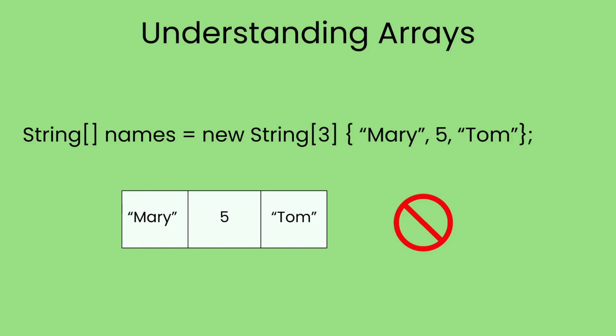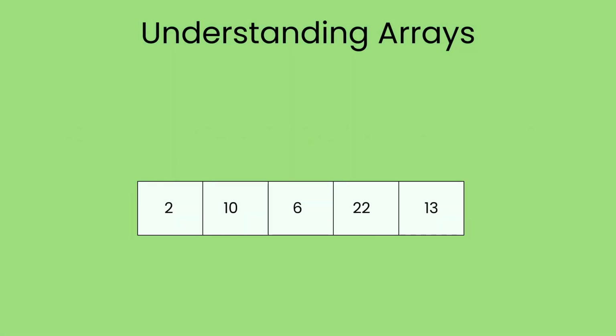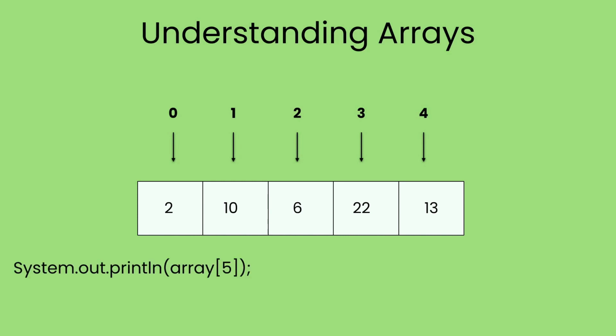You cannot mix them. Arrays are indexed, and the first element's index starts from 0. The index for the last element will be array length minus 1. If you try to access an element with a non-existing index, the ArrayIndexOutOfBoundsException will occur.